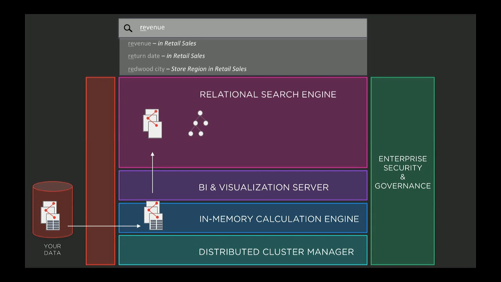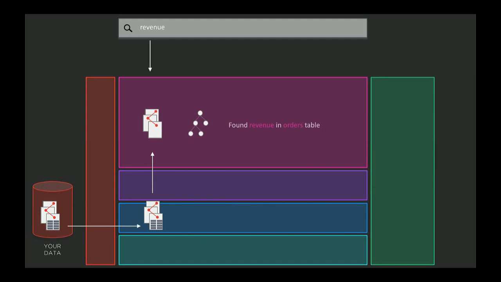In this case, as users are asking a question on revenue, the relational search engine now sees that it's actually looking for a particular attribute in the orders table, and it transforms this underlying query within the BI and visualization server to perform this query on this orders table. We're not actually translating it into a SQL query. This is really for illustration purposes.